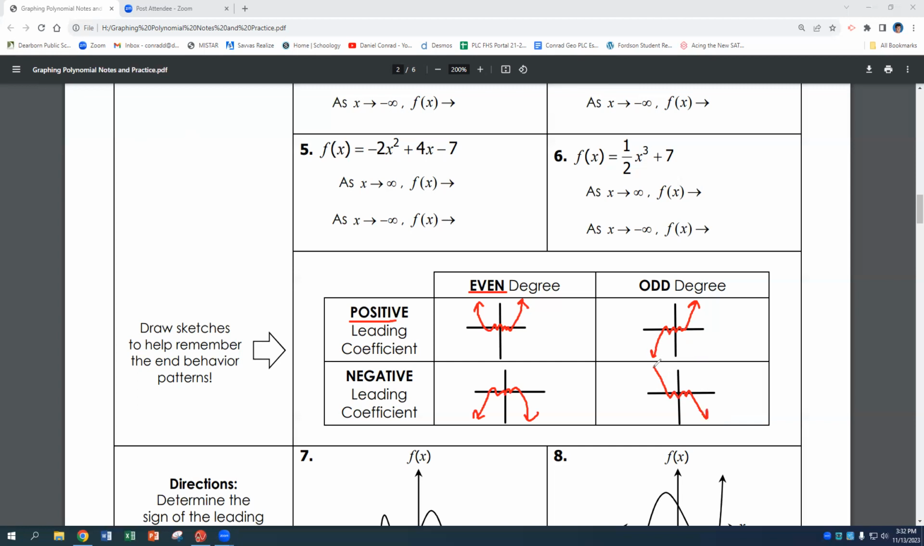And then odd and negative, right? So that's what your graph should look like. Whenever its degree is odd and the leading coefficient is positive, this is the general idea of what your graph's going to look like. All right, let's look at some examples now.